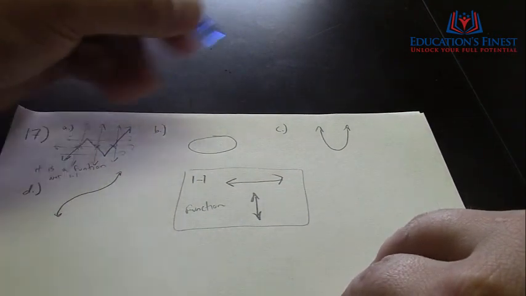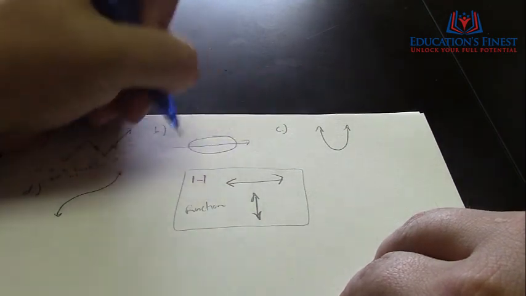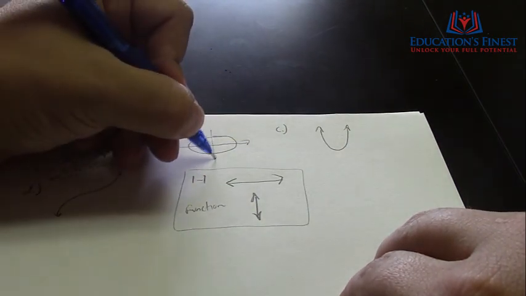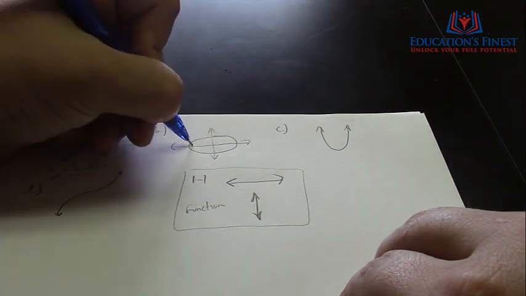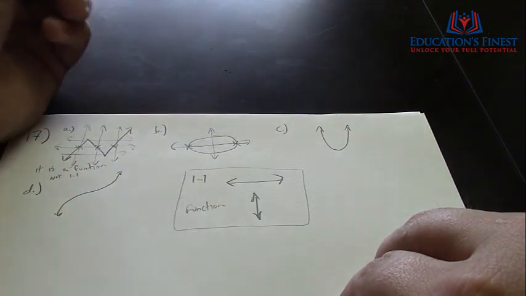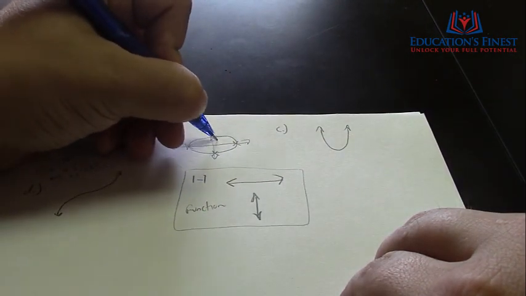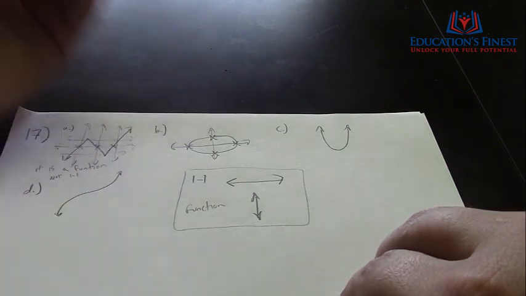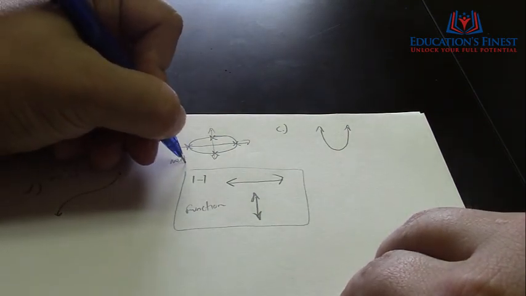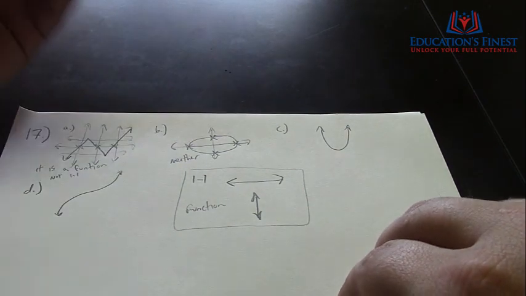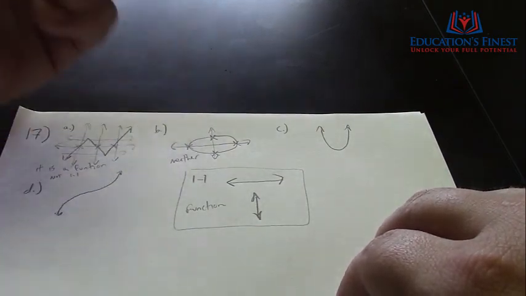So B. Okay? So you do the horizontal line test and the vertical line test. And you notice it hits horizontally there and there. And it hits more than once vertically as well. So it is neither. Okay? I'm just trying to save time. You're not going to write neither on your test. You're going to write it's not one-to-one and it's not a function.